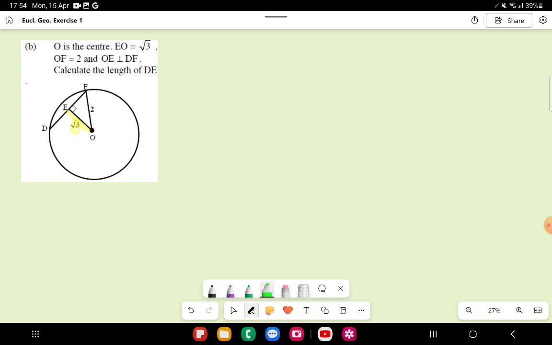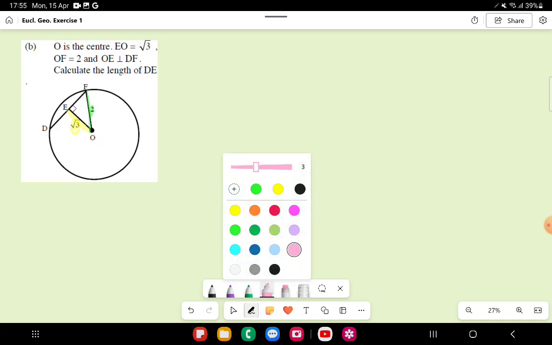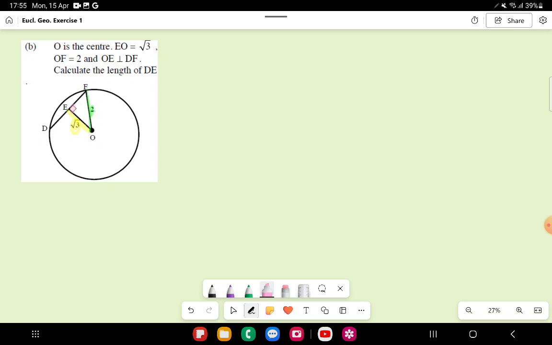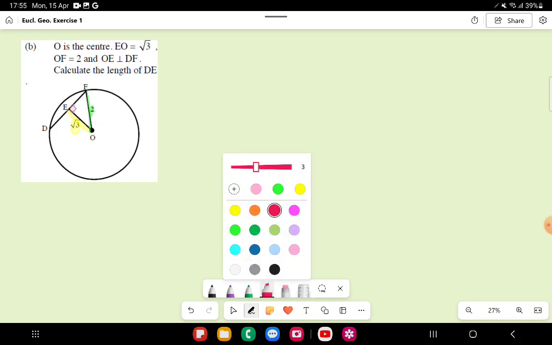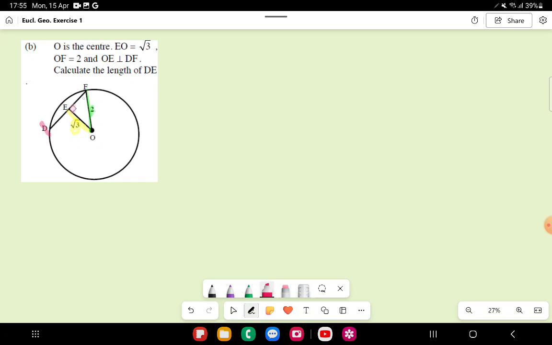Let's try colors. OF is this one, and that one is 2. And then they're saying OE is perpendicular to DF. And the calculation is, what is the length of D to E? DE. So that length, they want this length. That's the question. Okay, let's answer this.